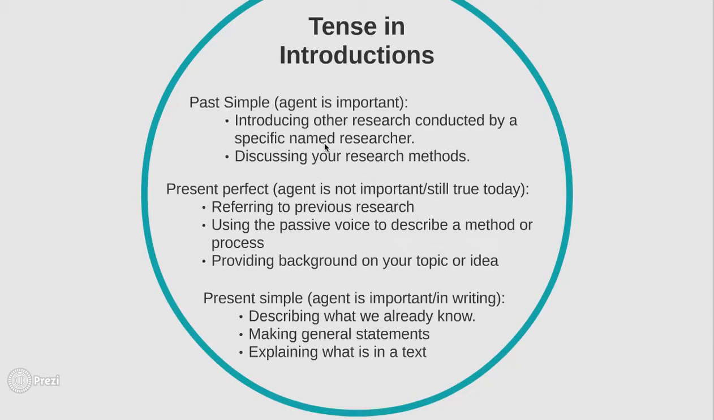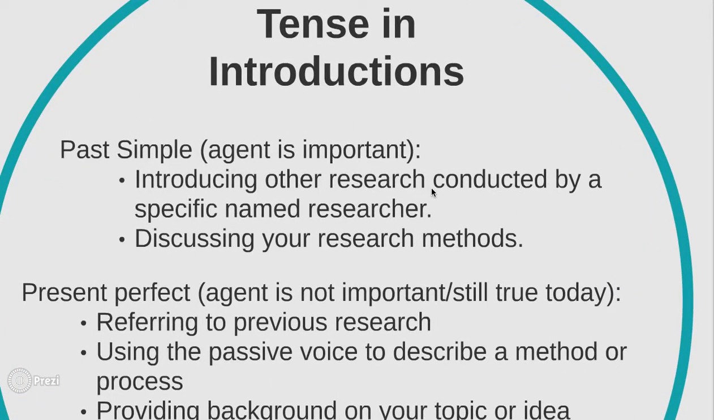So the past simple is used when the agent is important. The subject, the person, maybe the scholar, is important. So you're introducing other research conducted by a specific named researcher. Somebody specific. If it isn't specific, if it doesn't matter who the agent is, who the researcher is, their name doesn't matter, it's only in the citation, then you're going to be using the passive voice. So that doesn't work with past simple. Past simple is active. So if you have a specific named researcher that you think is important to actually talk about in your paper, then you're going to use the past simple.